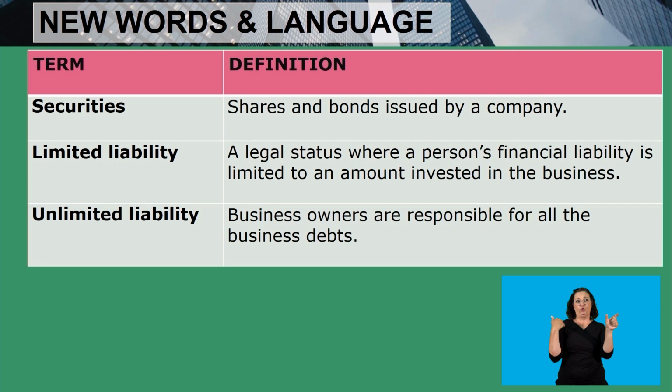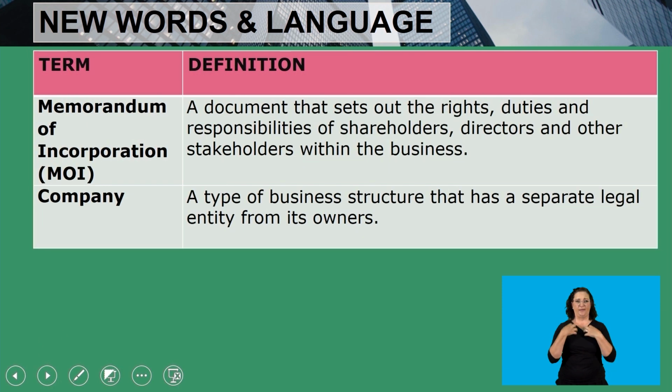Now, let's look at the new words and language. These are the words that you are going to come across throughout the lesson. We have securities. It refers to shares and bonds issued by a company. Limited liability, a legal status where a person's financial liability is limited to an amount invested in the business. We have unlimited liability. Business owners are responsible for all the business debts. We have Memorandum of Incorporation, which is the MOI. It's a document that sets out the rights, duties, and responsibilities of shareholders, directors, and other stakeholders within the business.